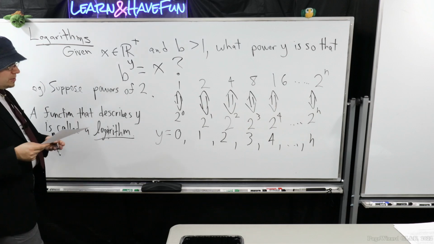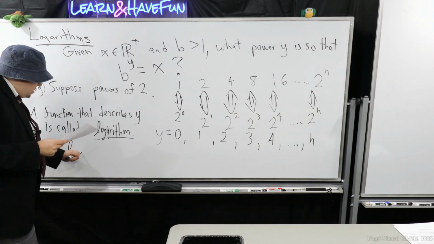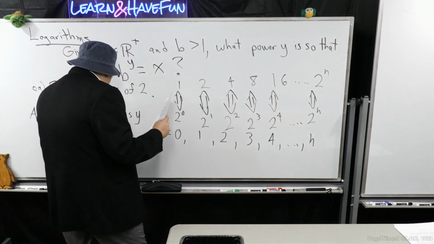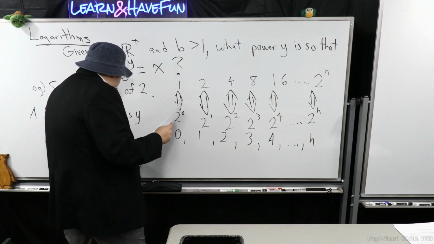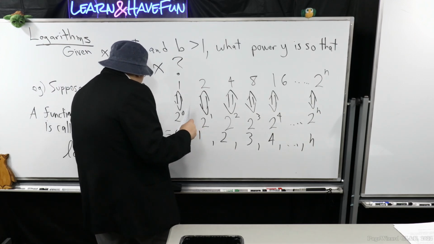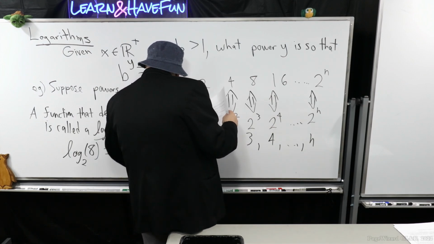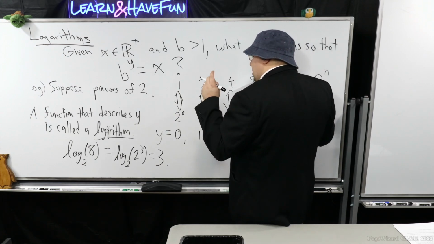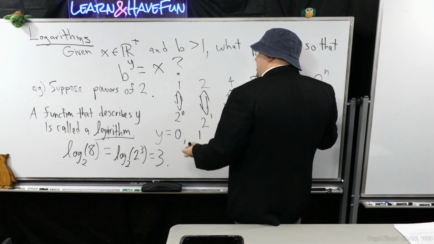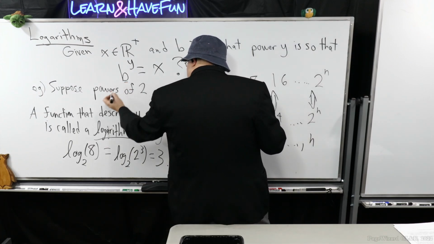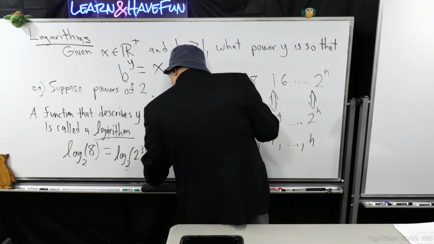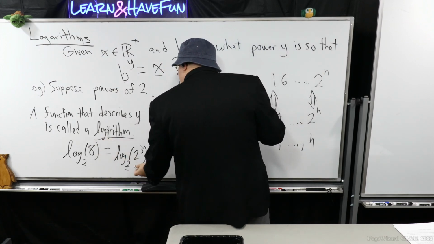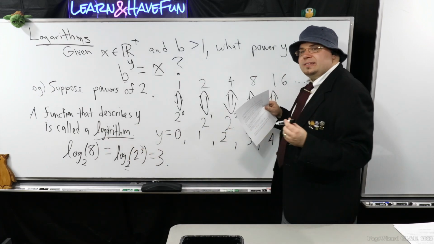Just as an example, if I give you log base 2 of 8, remember, like I said, 8 can be rewritten as 2 cubed, so the exponent here would be a 3. 2 to the power of 3 is equal to 8. This is simply asking, given the base, base 2, and given x, I want to know what y is. So y has to be 3 in this example.